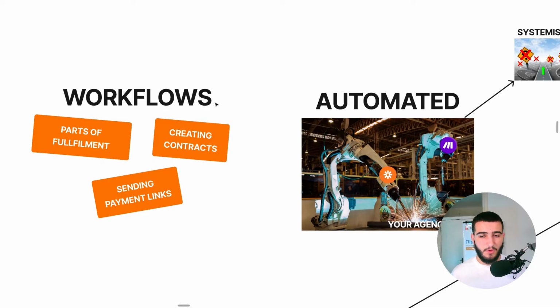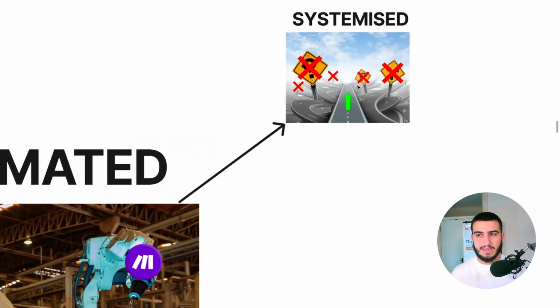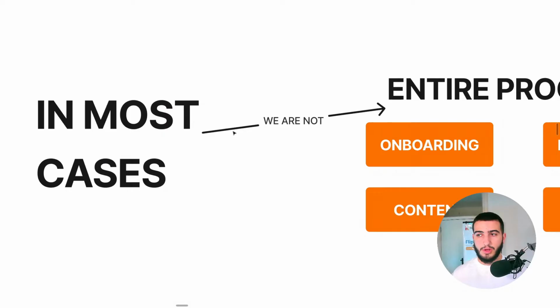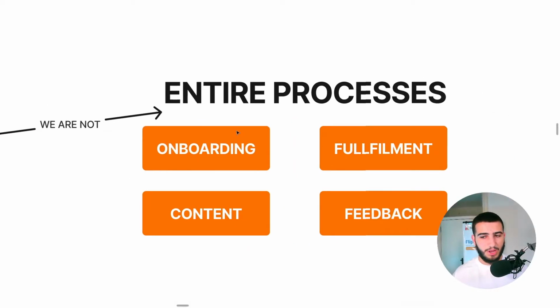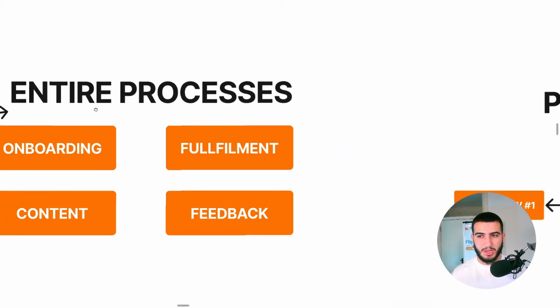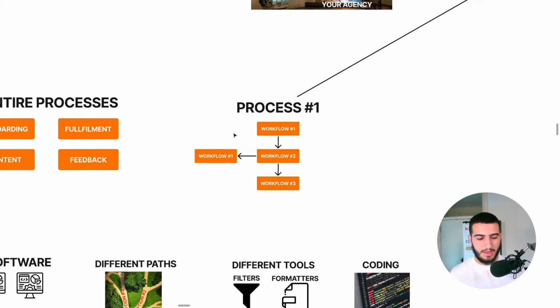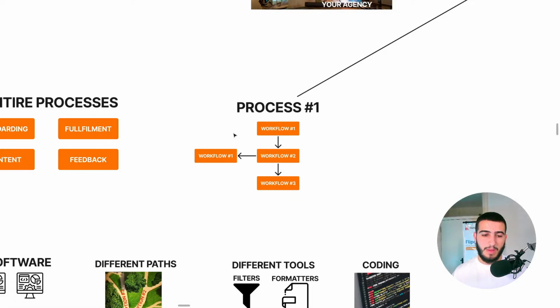So, for example, parts of your fulfillment, creating contracts, creating payment links, you're able to see these things actually being automated by different tools like Zapier or Make, or at the very least, systemized in a way that you have a clear process on how you're actually doing these things with the aid of automation. Now, in most cases, we're not automating an entire process like onboarding, fulfillment or, say, feedback collection, because these processes are made up of their own individual workflows that work on specific conditions. But what we are doing here is actually automating specific workflows within that process. And you can obviously combine these different automations, which I'm going to be talking about in a second.